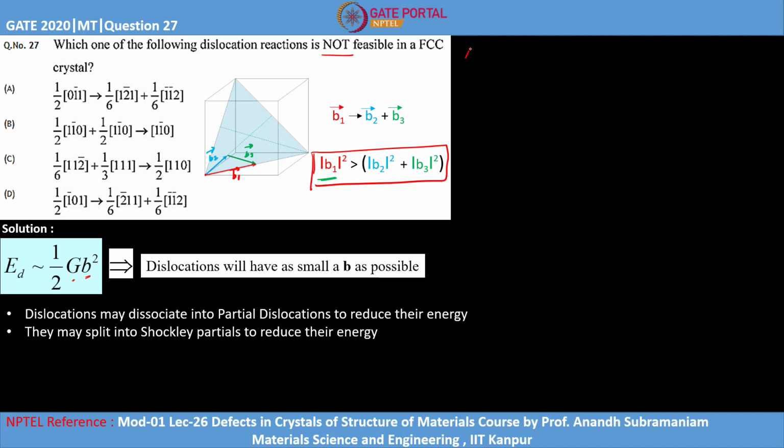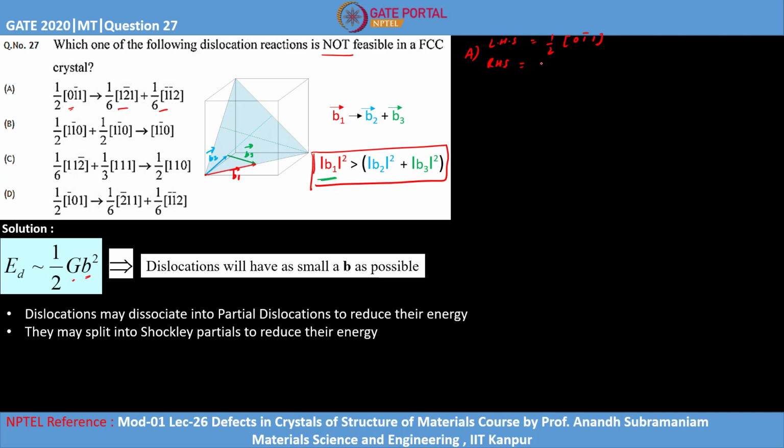So the option is 1/2 [0 1 1] direction. First we'll check the vectorial sum, whether these two sum to this or not. If it is not, then it's not a feasible reaction. See the vectorial sum. On the left hand side we have 1/2 [0 1 1] direction, and on the right hand side we have this plus this.